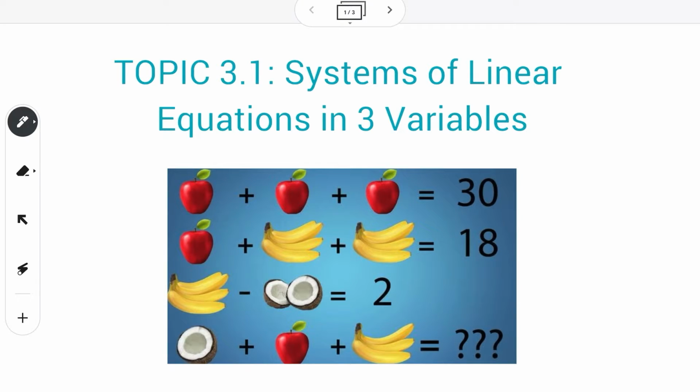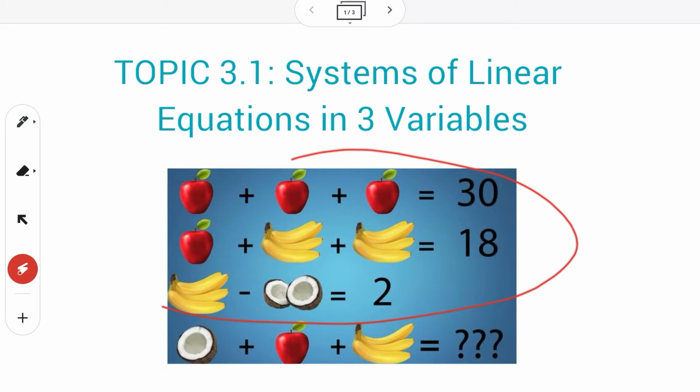Now, have you ever received one of these brainteasers in your family group WhatsApp chats? These are essentially linear equations in three variables. It concerns equations where you have three unknowns. And in this case, the three unknowns are the apple, the banana, and the coconut. And you essentially just have to use the equations they give you in order to find out the value of each of these unknowns. So today I'm going to teach you the simple method to solving such equations. You can then be the first one in your family to answer these questions and look smart in front of all of them.